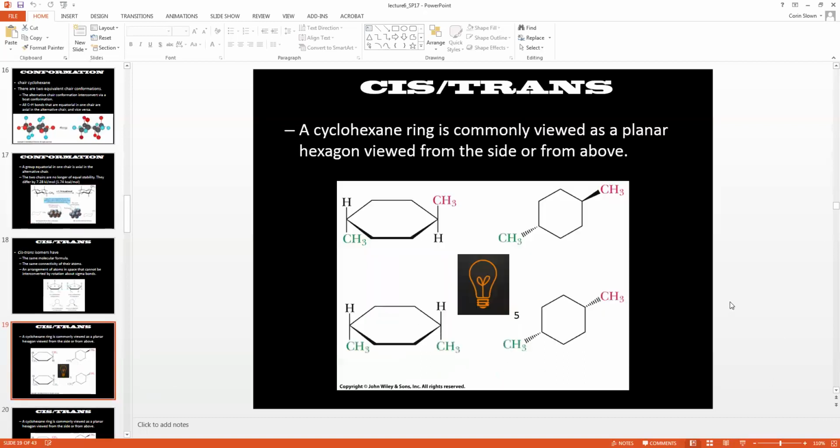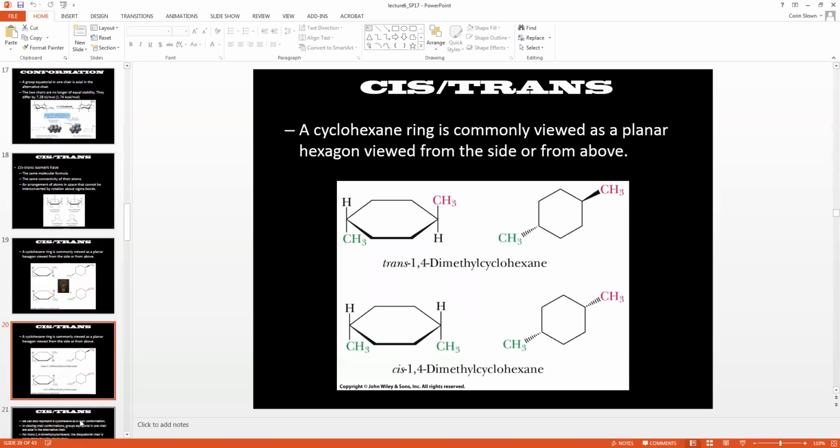So a cyclohexane ring is commonly viewed as a planar hexagon viewed from the side or from above. Can you determine which is cis and which is trans? So this is trans 1,4-dimethyl cyclohexane and cis 1,4-dimethyl cyclohexane.